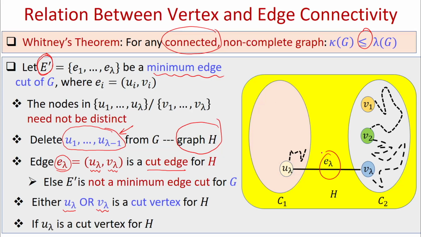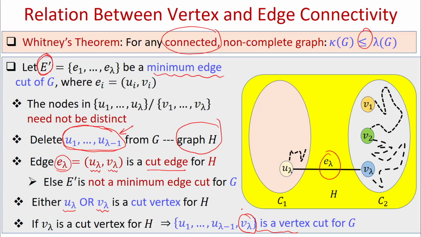If u lambda is a cut vertex for H, then I can say that the collection of u1 to u lambda minus 1 and the vertex u lambda constitutes the vertex cut for G, right? Whereas case 2 is the following. If v lambda is a cut vertex for the graph H, then I can say that the collection of u1 to u lambda minus 1 along with v lambda will constitute a vertex cut for G. So you can't always say that it's u1 to u lambda which is a cut vertex set for the graph G. It depends.